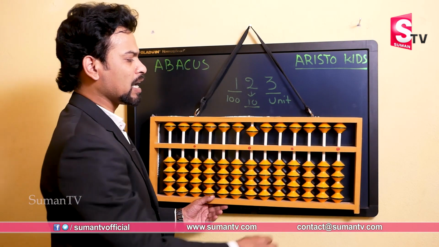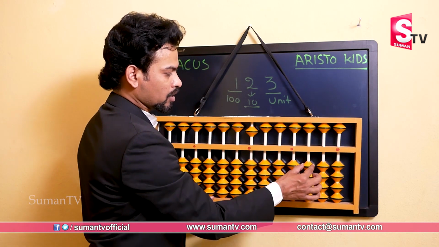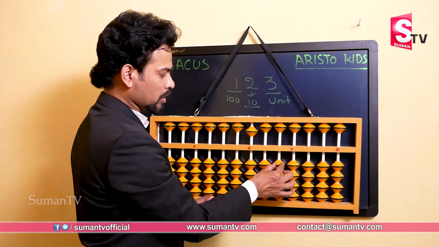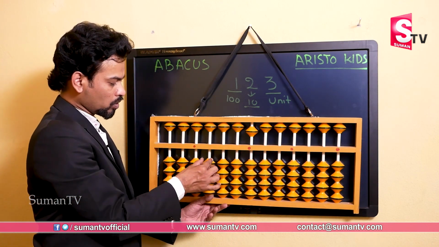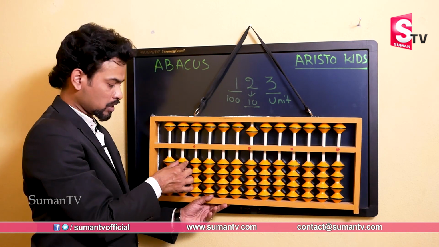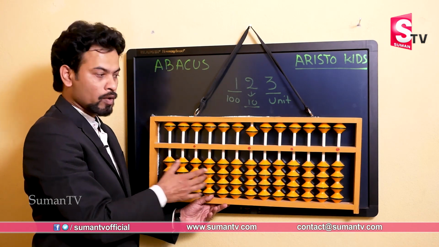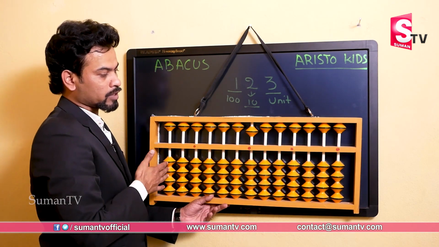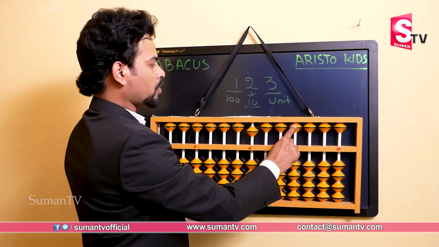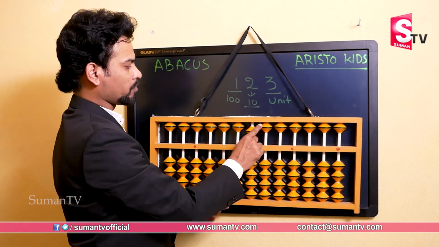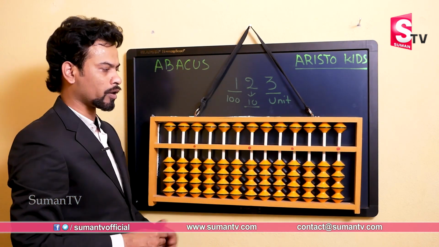It increases 10 times. This is 1, 10, 100, 1000, 10,000, 1 lakh, 10 lakh, 1 crore, 10 crore, 100 crores, 1000 crores, 10,000 crores, and 1 lakh crore. We can count up to this. Similarly, the upper bead is 5, 50, 500, 5,000, 50,000, 5 lakh, 50 lakh, and so on.